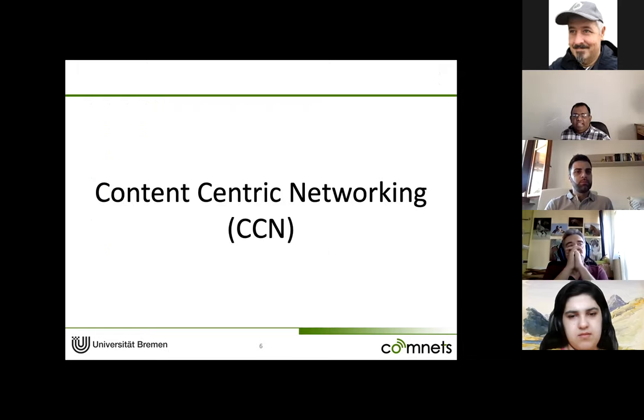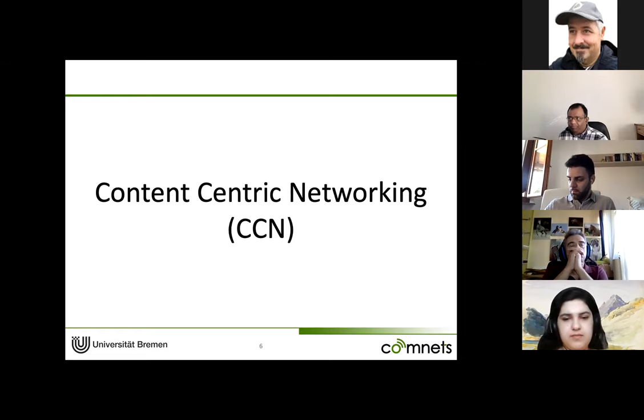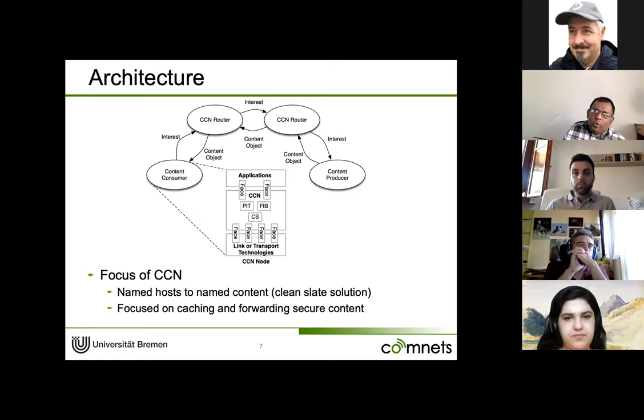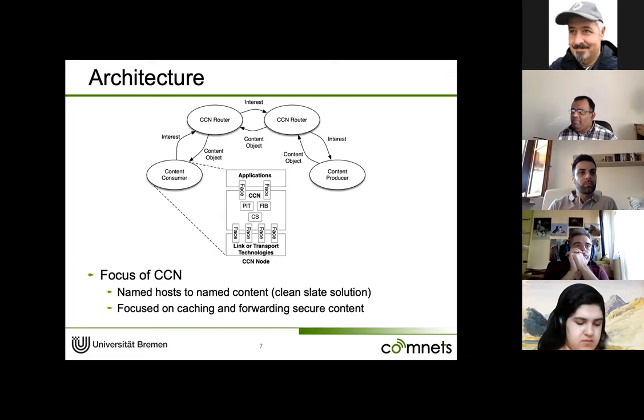So what is CCN, or in this context ICN, because we use them interchangeably, right? ICN was the name for the whole family of architectures, but now CCN has become the primary architecture. So this is how CCN works. I hope to explain it from this graphic, right? There are two parts to this graphic. The top part is how it works, and the second part is the architecture of a CCN node, right?